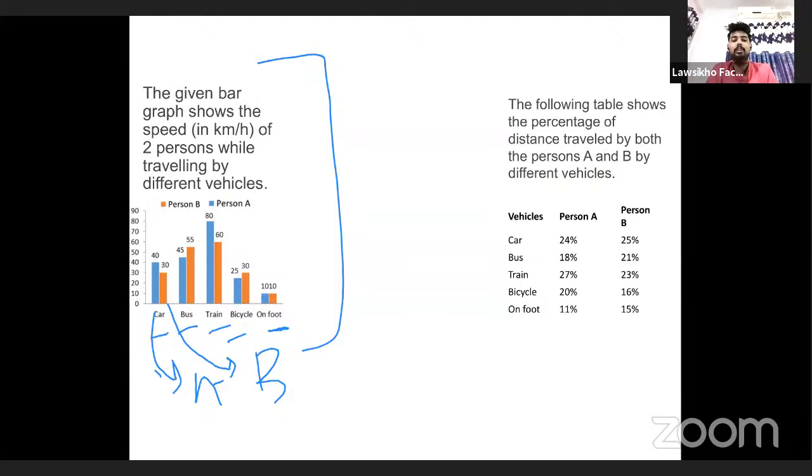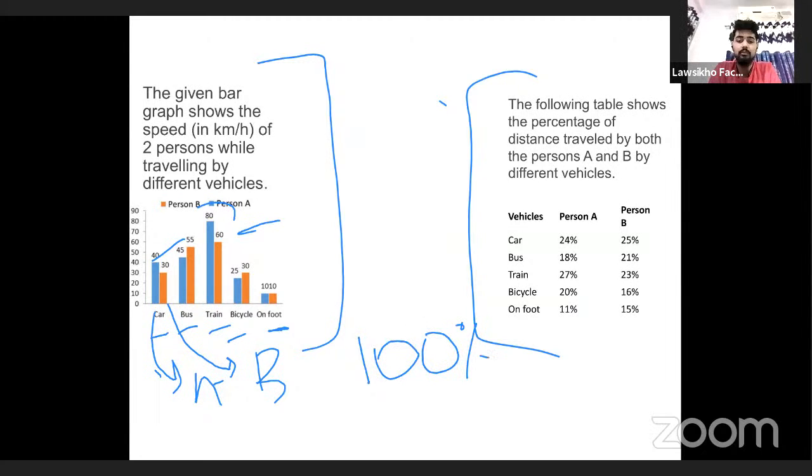So for instance, if we are supposed to note the speed of person A in car, it was 40 kilometer per hour, and for B in car it was 30 kilometer per hour. And similarly for train, it is 80 kilometer per hour for person A and 60 kilometer per hour for person B in train. And the next set of data is the following table, which shows the percentage of distance traveled by both the persons A and B by different vehicles. All right. So say the entire distance for person A was 100%, obviously.